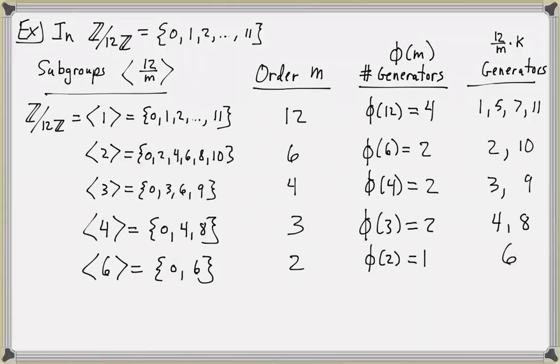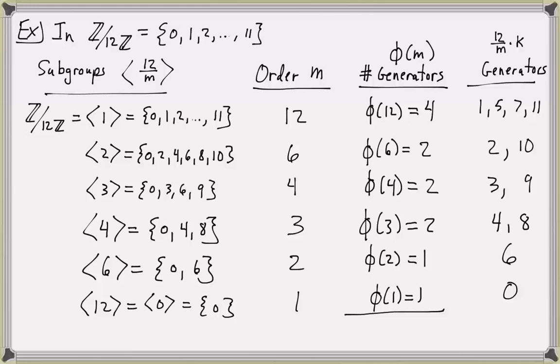And finally, 12 divided by 1 is 12. So the cyclic subgroup generated by 12 is the same as the subgroup generated by 0. Well, this contains only the identity element 0. There's one element in the set. Phi of 1 is 1. And 0 is the only generator. So if we add up all these numbers of generators, we should get 12. So 4 plus 2 plus 2 plus 2 plus 1 plus 1 does equal 12. And so therefore, we've accounted for all the different integers in the integers mod 12, and we see which subgroup each integer would generate.